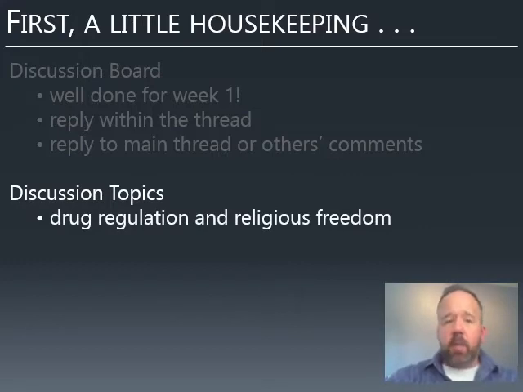So the first topic was about drug regulation and religious freedom. And what brings that topic to mind are certain Native American groups that are allowed to use certain psychoactive substances in their religious practices. And they are legally allowed to do so. And the question is, is that a good idea? Is that not a good idea? And there's some interesting issues here.